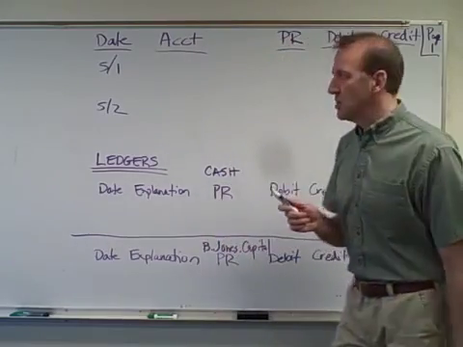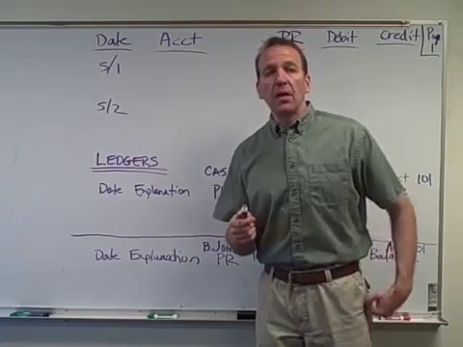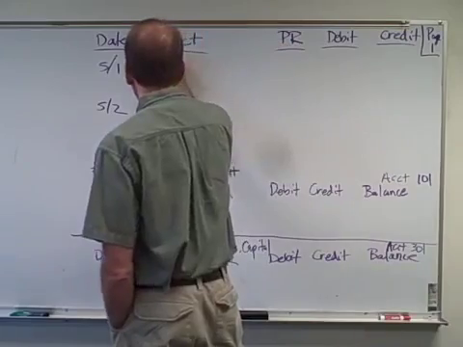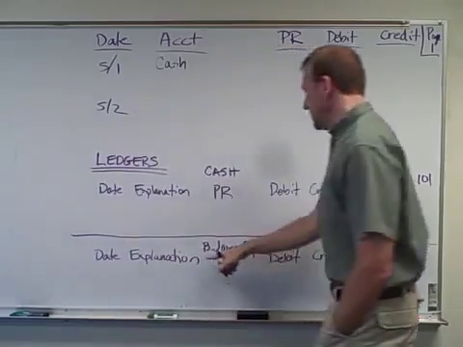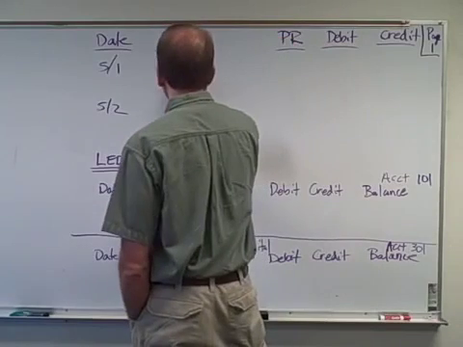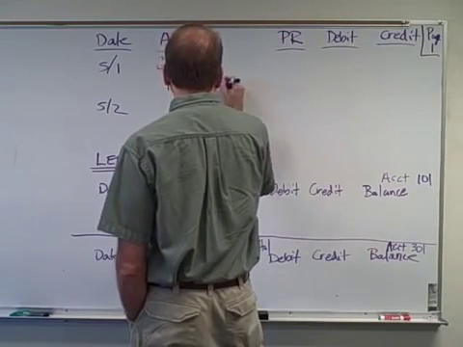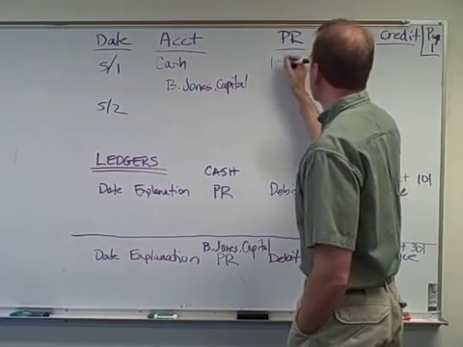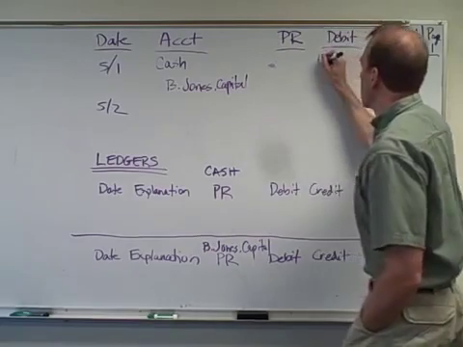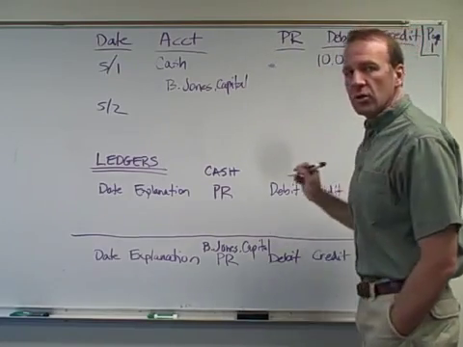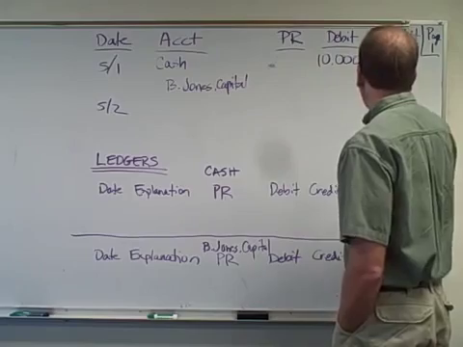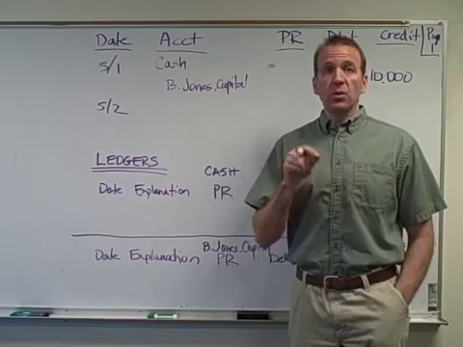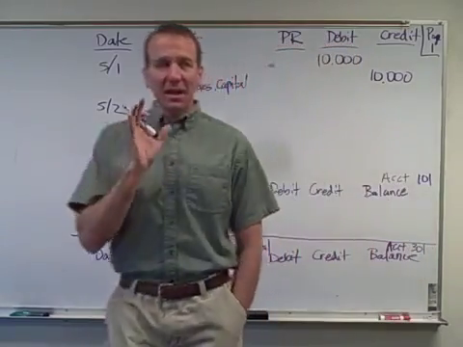Okay, let's look at some transactions here. Let's say this is a brand new company and the owner puts $10,000 into the business. So the account would be cash, and our owner is Mr. Jones, so I'm going to put down B. Jones Capital. I said $10,000. So we're going to debit cash, because a debit increases cash, and a credit will increase the capital account, because capital is an equity account and it increases with the credit. Kind of confusing, got to remember that.